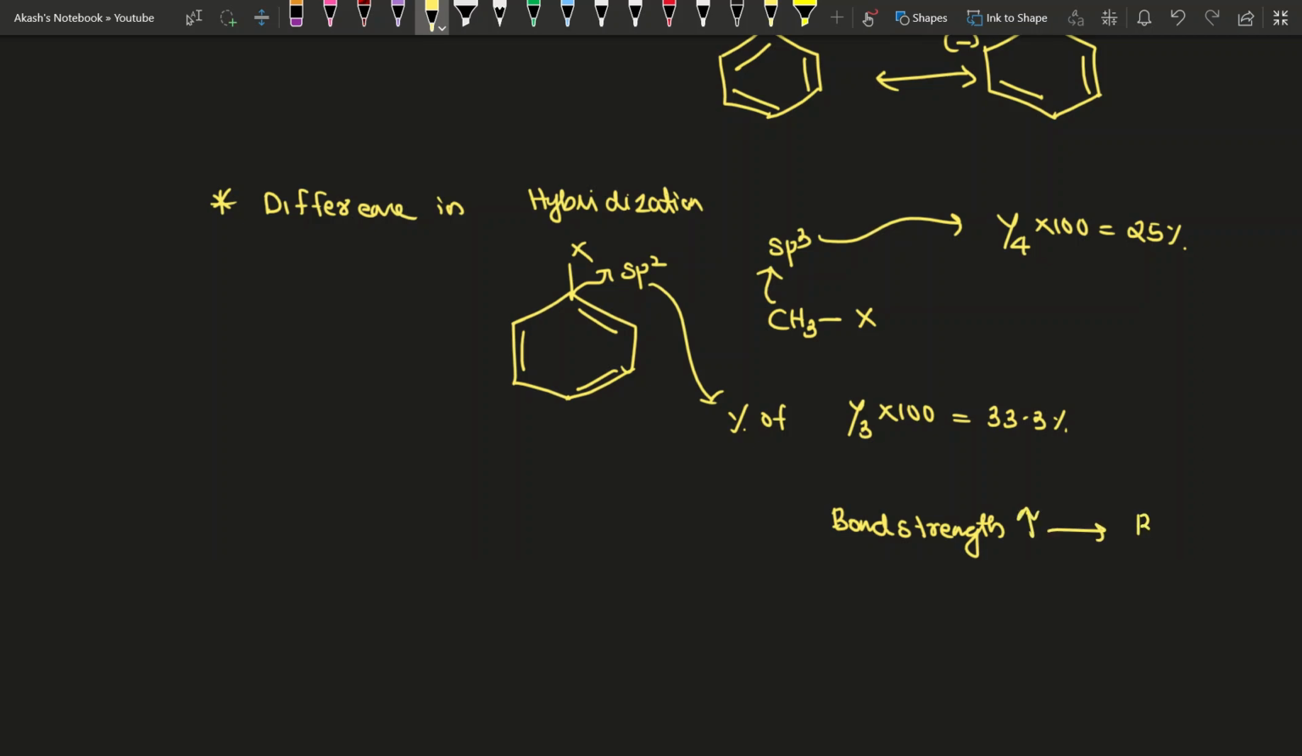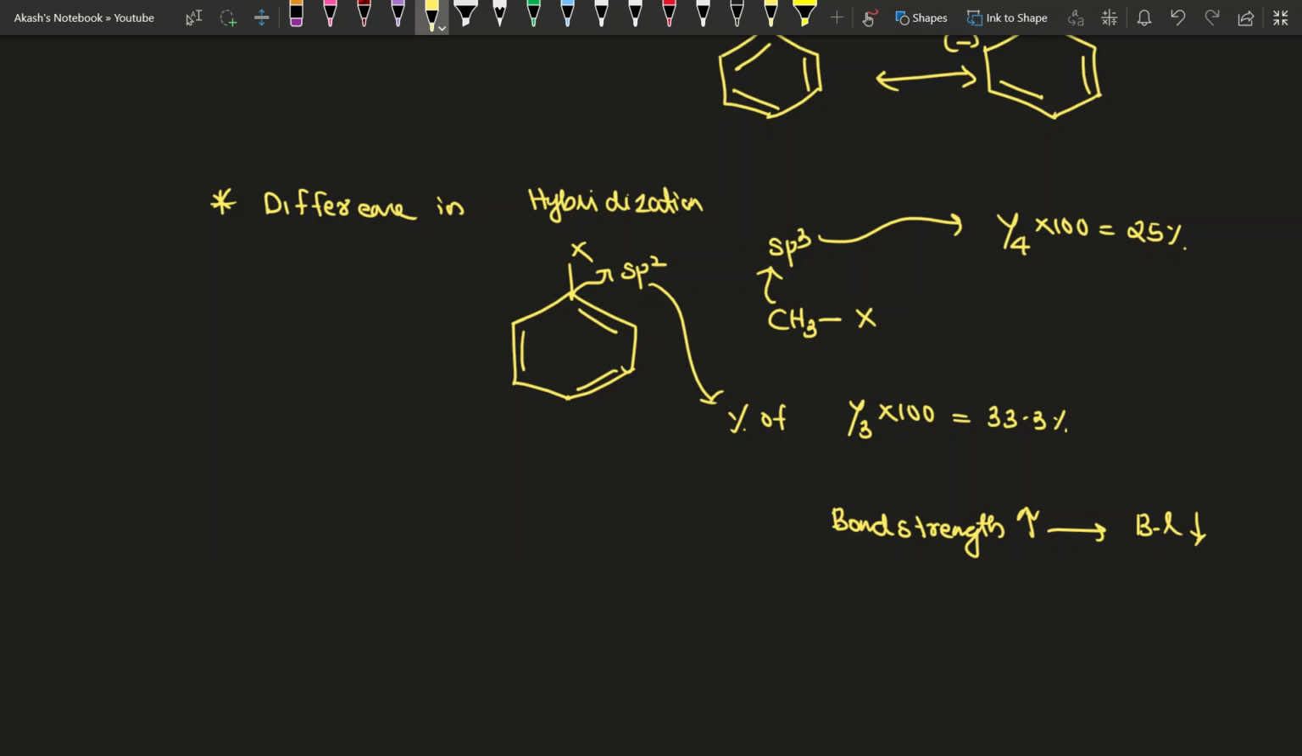When bond length decreases, it becomes more difficult to break that bond. If the bond strength is more, it is very difficult to break that particular bond. So this is the difference in hybridization of the carbon in the carbon-halogen bonds of haloalkanes and haloarenes.